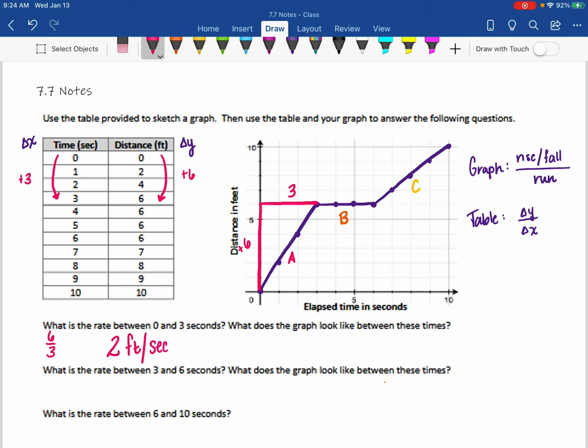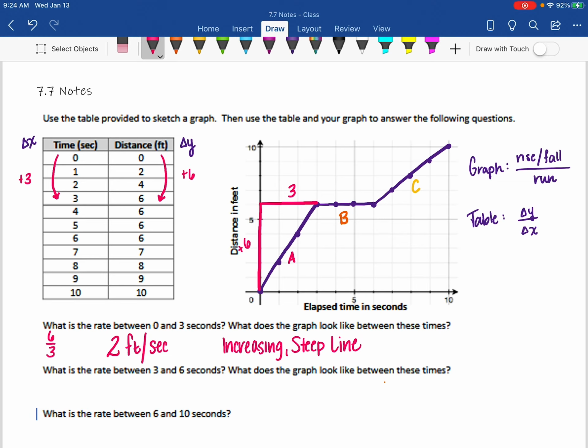And we're asked to describe what that line or what that graph looks like. So it's a line, I kind of just said that. So it's an increasing line, and it's relatively steep, I would say. So let's say it's an increasing steep line. Okay.